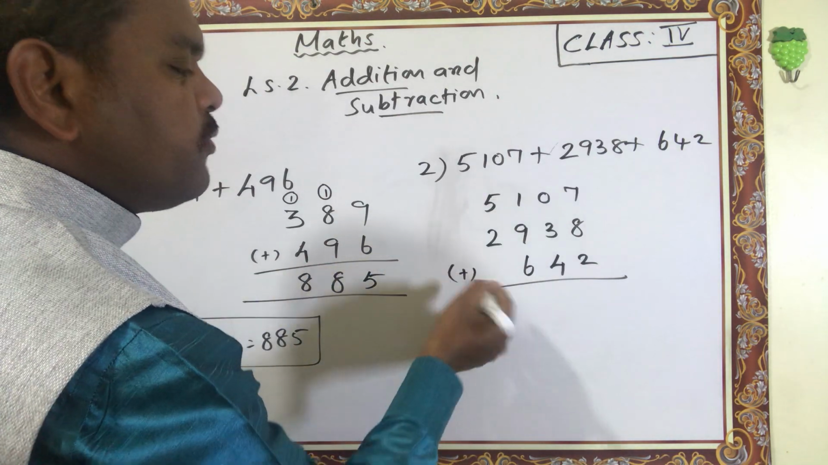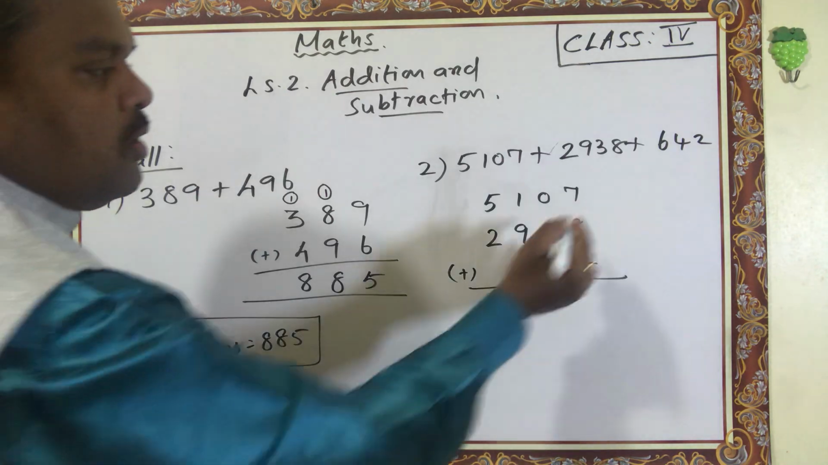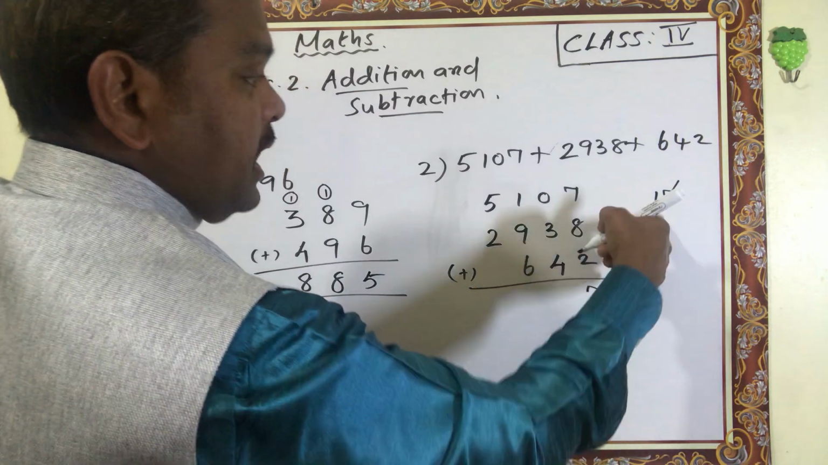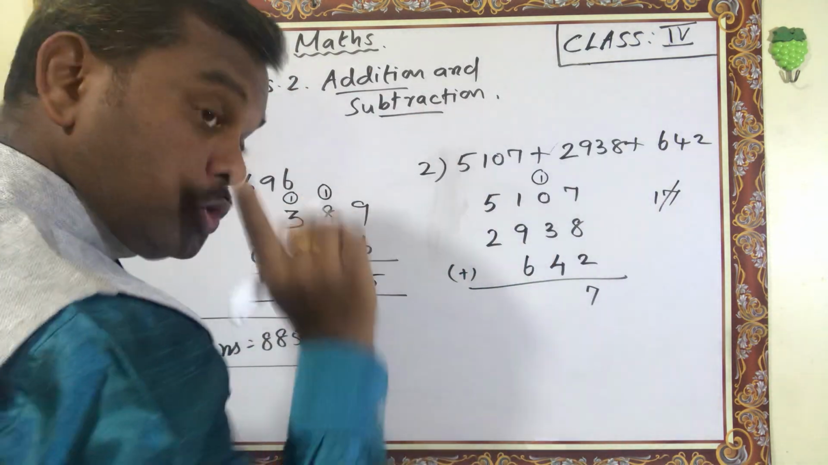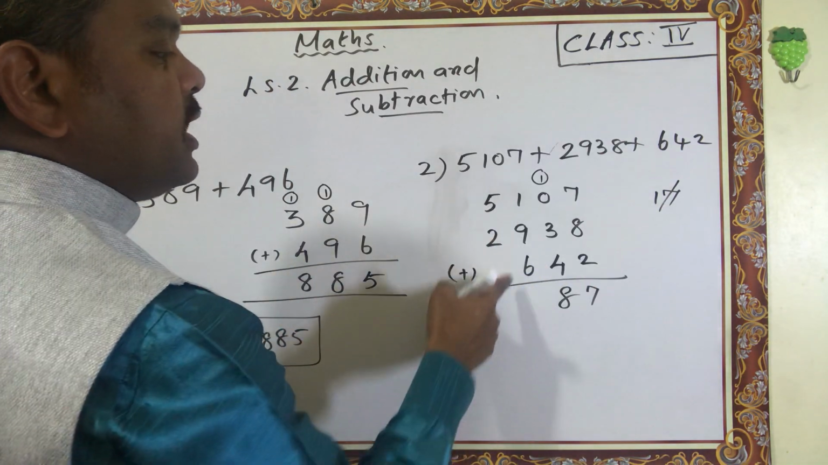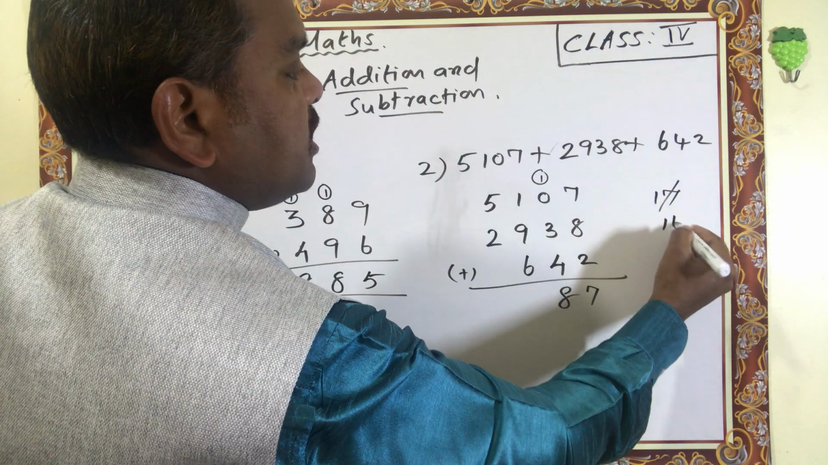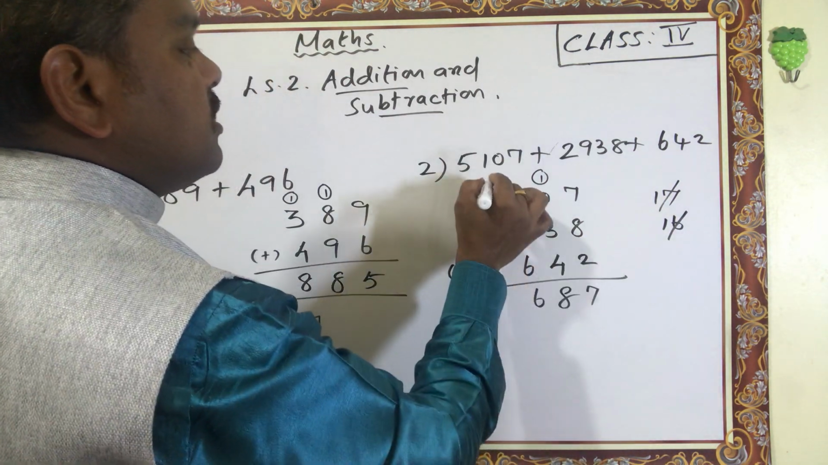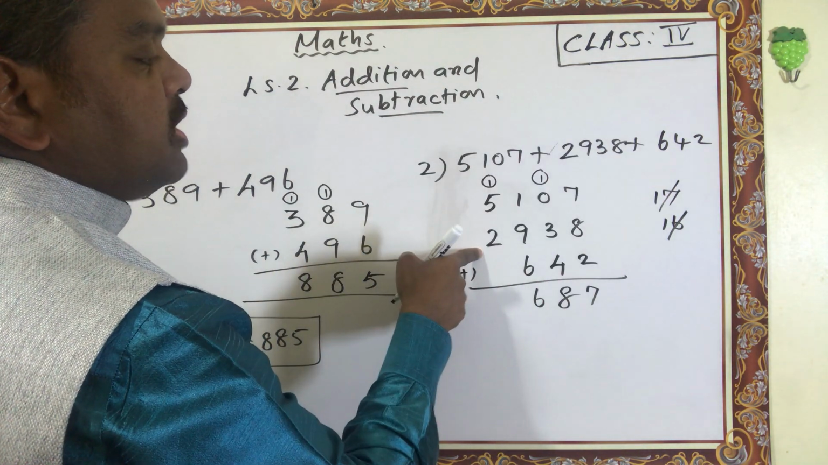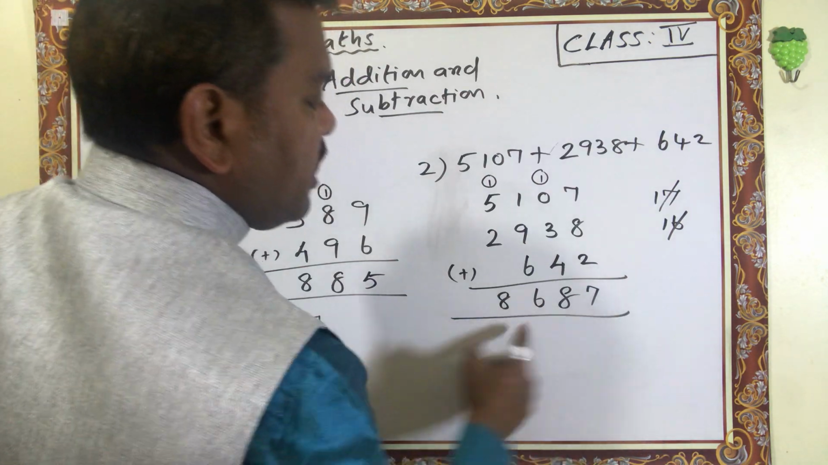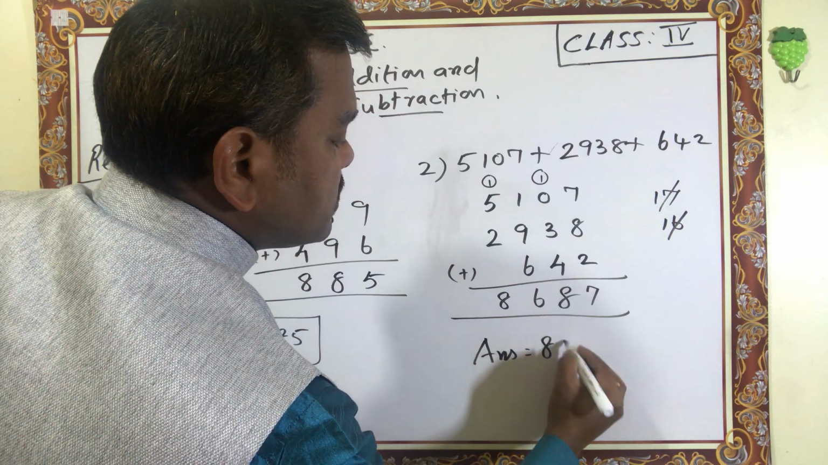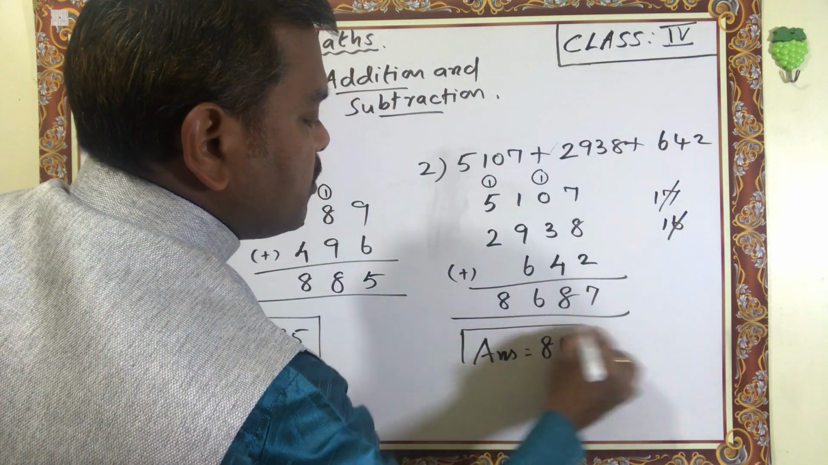Here there is no number. If you want, you can add a 0, otherwise leave it, no problem. Now you can add 8 plus 2, 10, 10 plus 7, 17. Cut 7, balance 1 right here, circle it. You should circle. 3 plus 1, 4, 4 plus 4, 8. 9 plus 1, 10, 10 plus 6, 16. Cut 6, balance 1 right here, circle it. Understood? Then 5 plus 2, 7 plus 1, 8. 8687. So the answer is equal to 8687. Put it in the box.